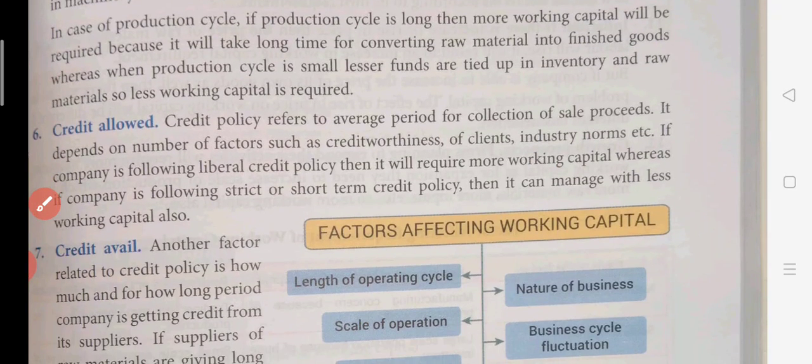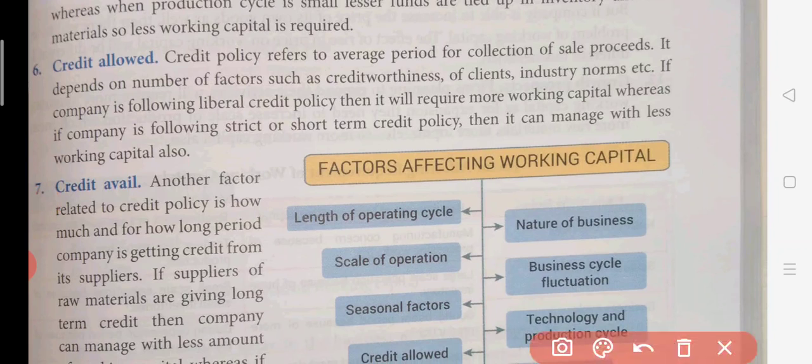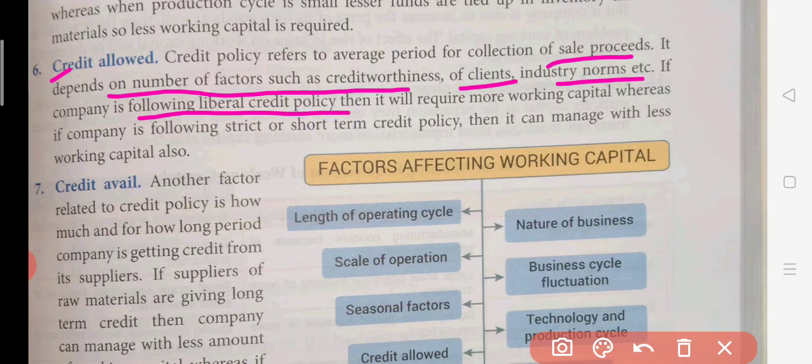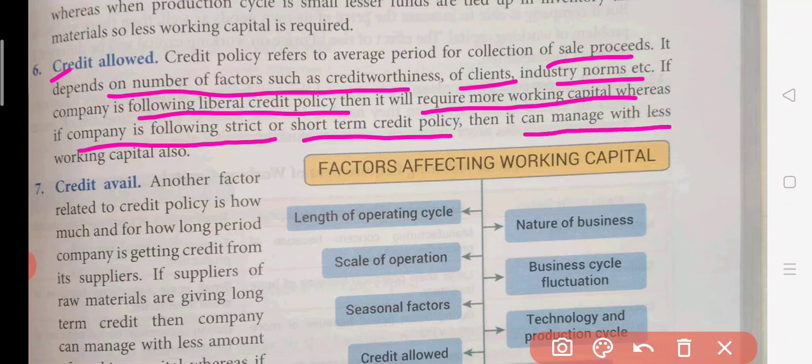Now, credit allowed and credit availed. So what is credit allowed? Credit policy refers to the average period of collection of sales proceeds. It depends on a number of factors such as creditworthiness of the clients, industry norms, etc. If the company is following a liberal credit policy, then it will require more working capital, whereas if a company is following a strict or short-term credit policy, then it can manage with less working capital.